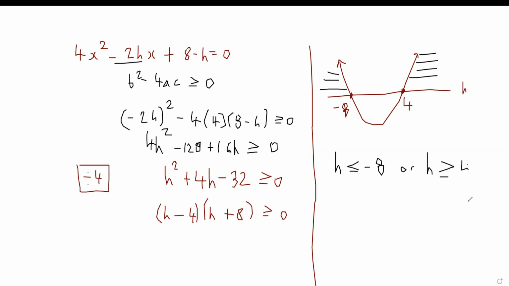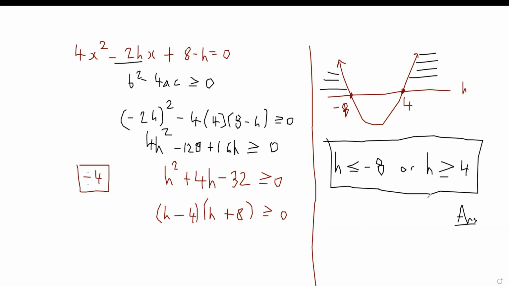All right, that's the range of values h can be. h can either be less than or equal to minus 8, or h can be greater than or equal to 4. So the discriminant is very popular. You have to remember it. It starts from this formula: b squared minus 4ac greater than or equal to 0. All right, Marika, you have to remember it. Cool with that? Yes, sir. All right, so you have to remember it.